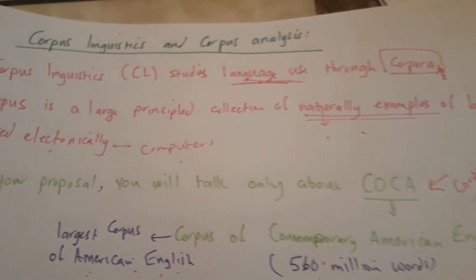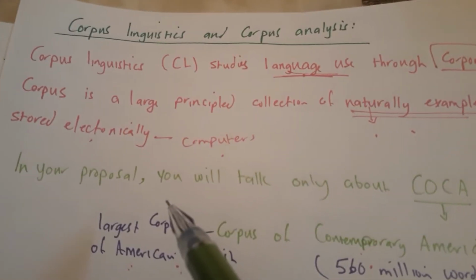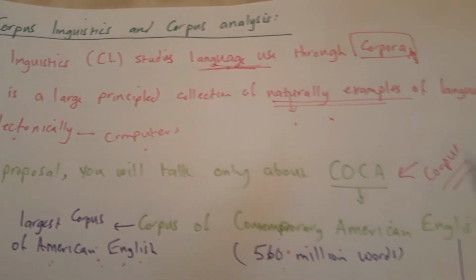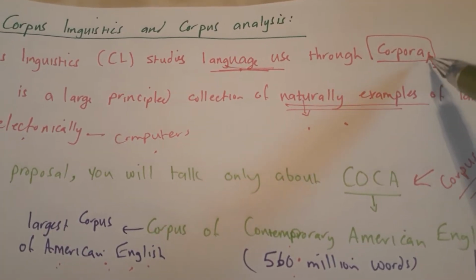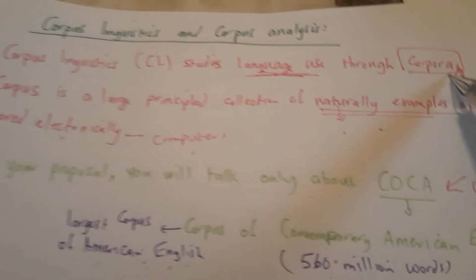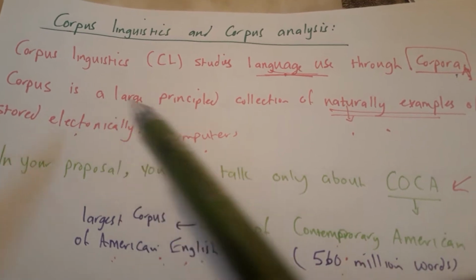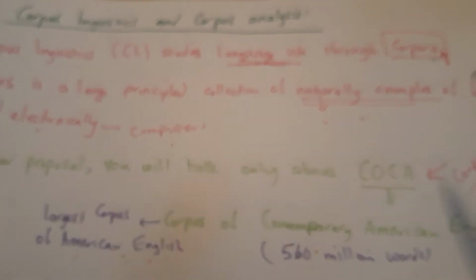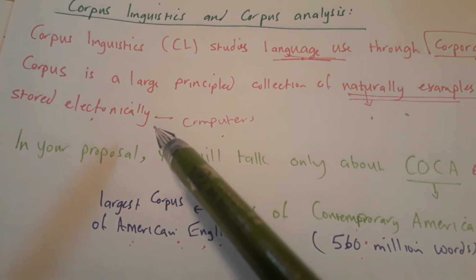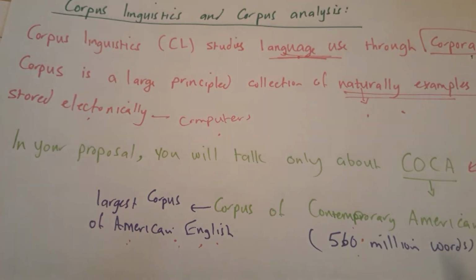Okay, now let's talk about corpus linguistics and corpus analysis. Corpus linguistics basically studies language use, and this occurs only through corpora. We are interested in this word. What is corpora? Corpora is the plural form of the word corpus, and corpus is defined as a large collection of natural examples of language, and these examples are stored electronically. That means we use computers to collect and to classify these examples.